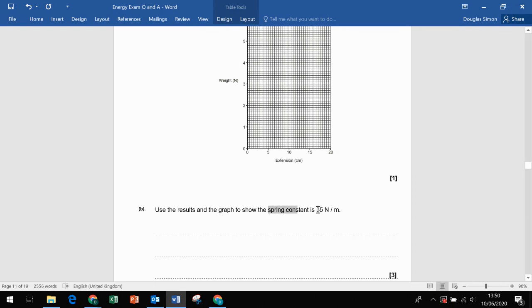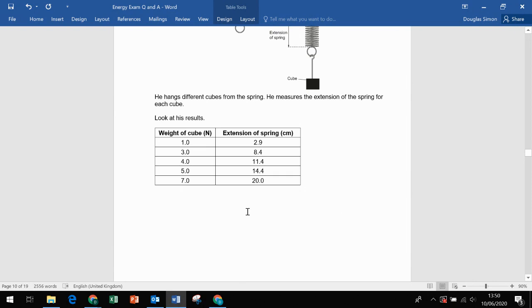So the spring constant is 35 newtons per meter. So that means newtons divided by meter. So what we need to do is take the newtons and divide it by the meters. So if we take 7 newtons and we divide it by meters, we get the spring constant. Now, we've got 20 here, but that's 20 centimeters. We don't want 20 centimeters, do we? We want it in meters. We need to divide by 100 to get 0.2 meters. So 7 divided by 0.2 equals 35.